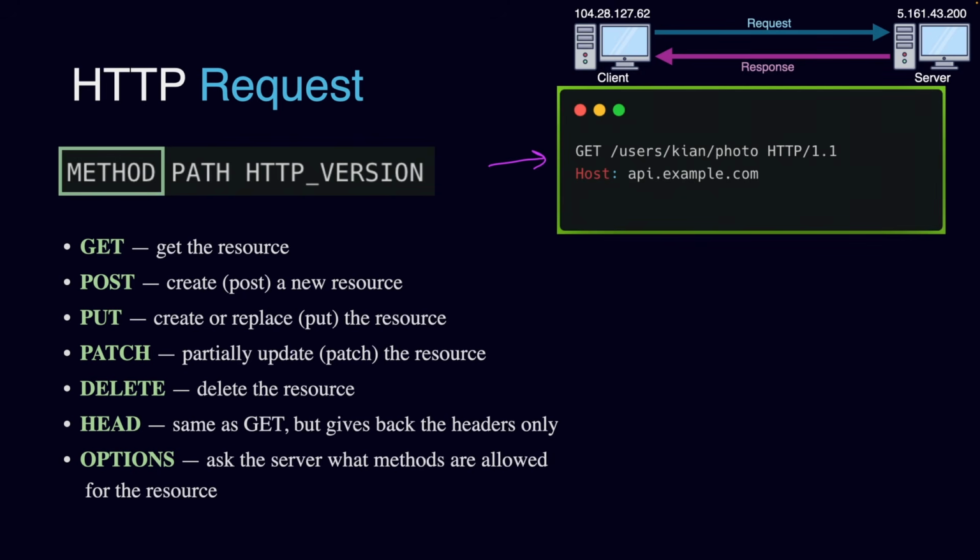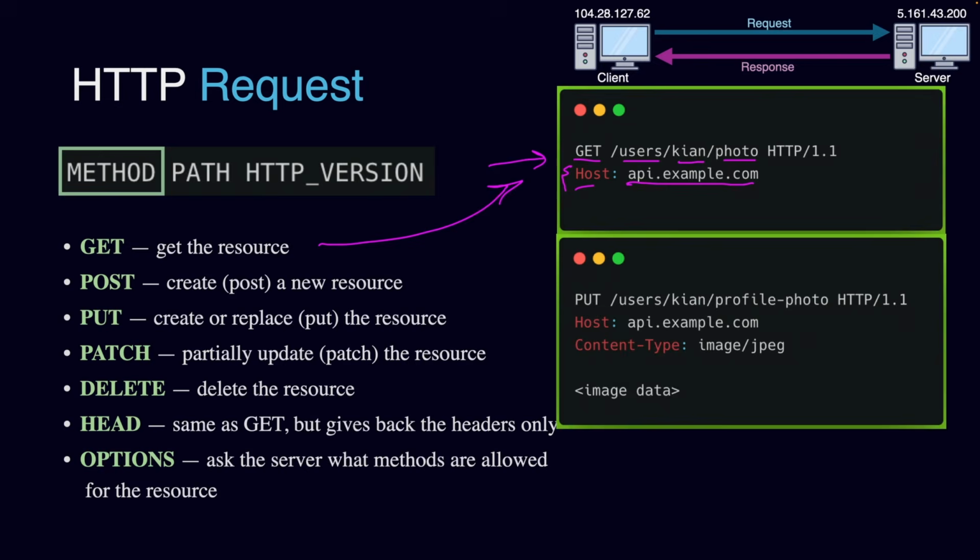Here you're requesting to get the resource, and that resource is the photo of Kian, which is a user of this website, and the host name for that website is this. That is the header part. It's an example of the get method. In the next example, you are requesting to put, which means to create or replace, this resource, which is Kian profile photo, with this image that you provided in the body. So you want to put this image for this resource and create it or replace it.